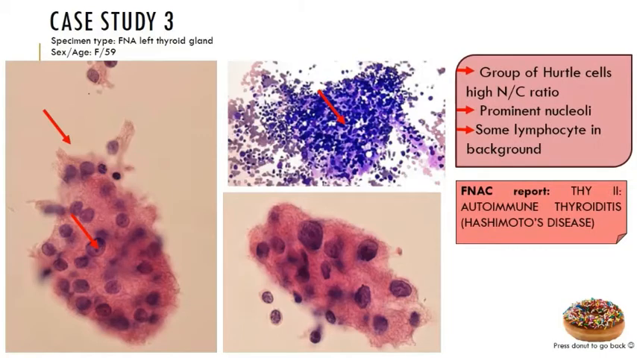The smear shows a group of plasma cells with a high N/C ratio, prominent nuclei, and lymphocytes at the back. In this case, it is diagnosed as Type 2, autoimmune thyroiditis.